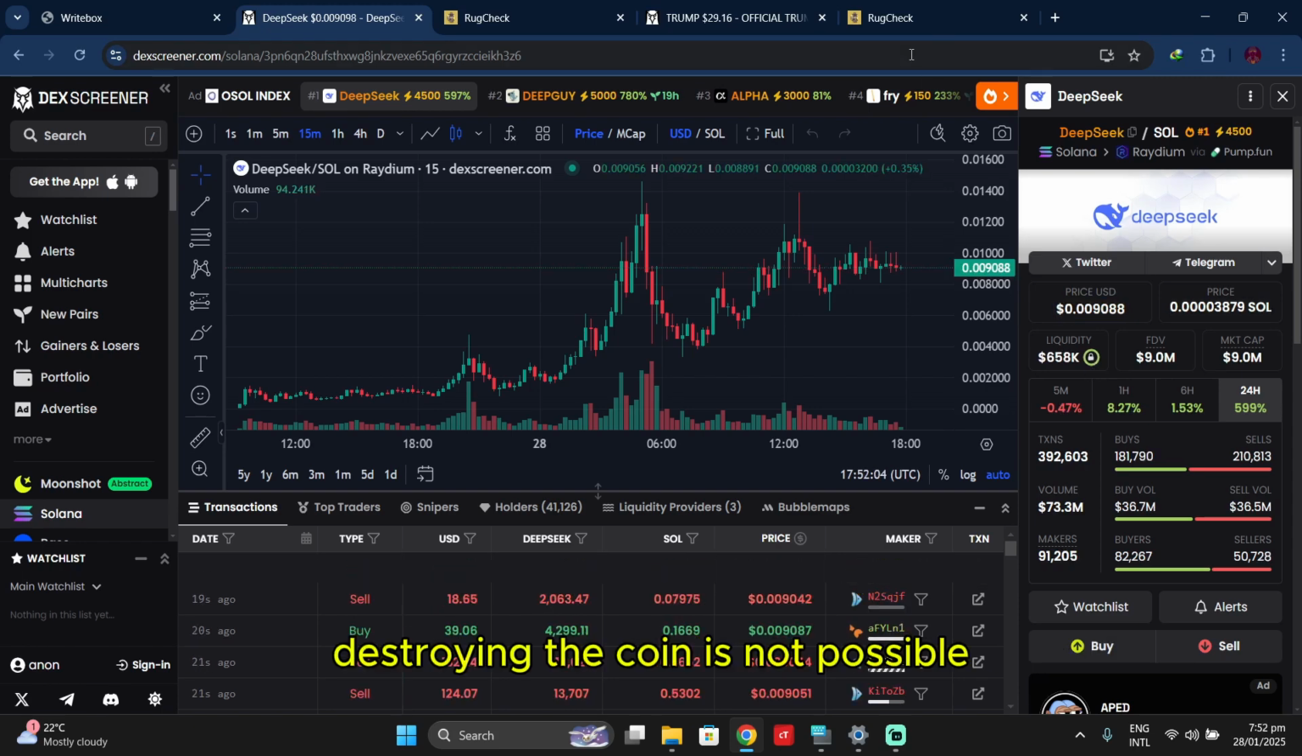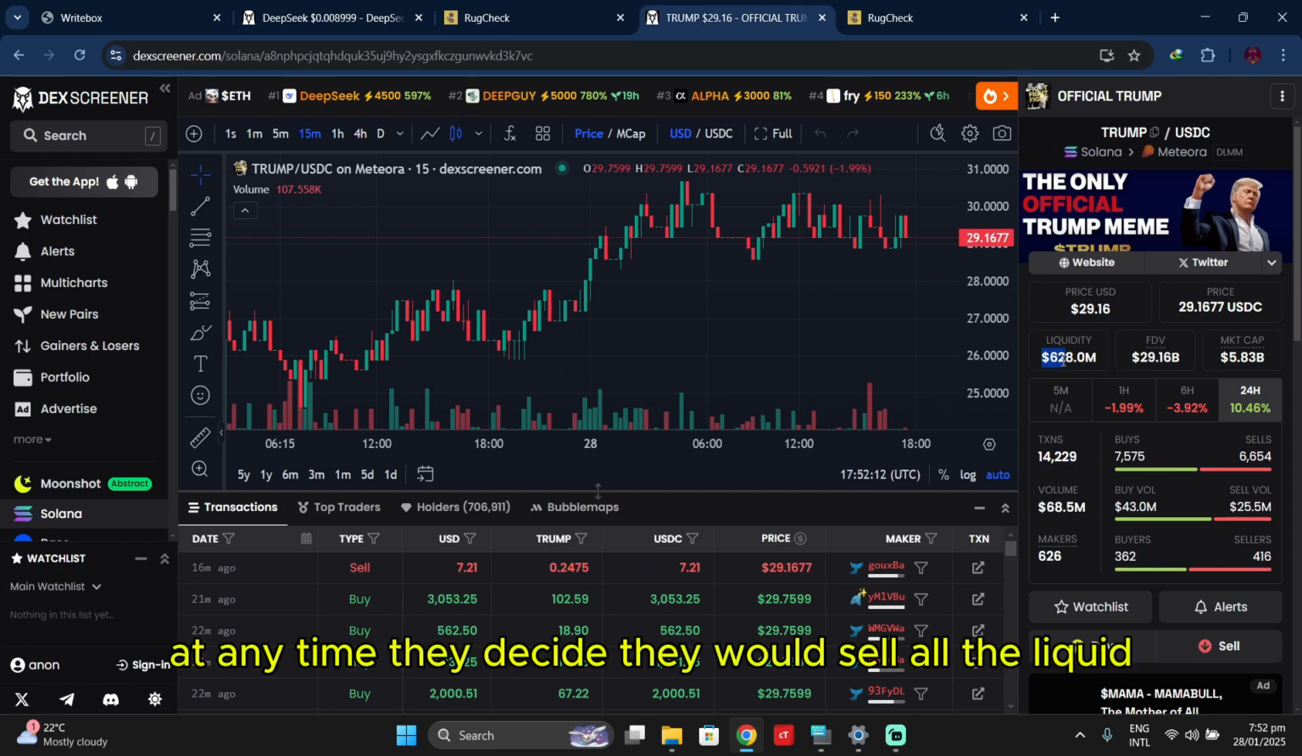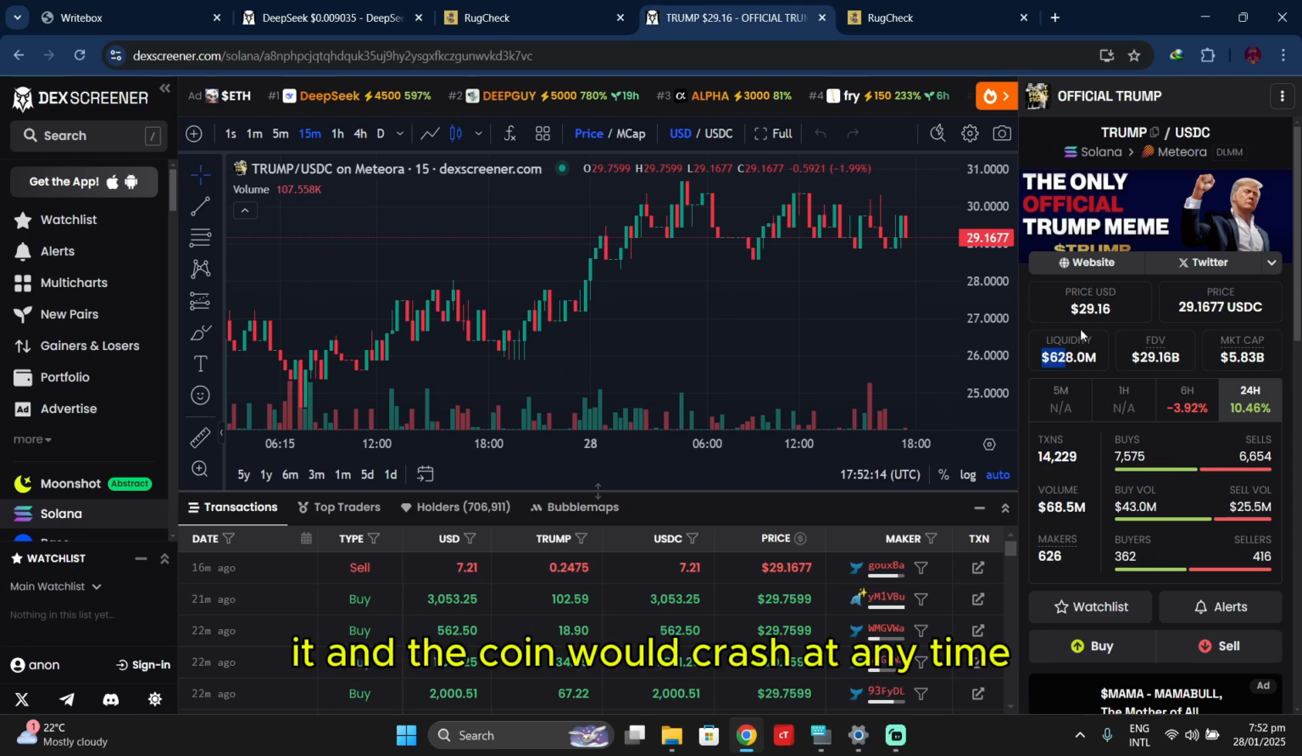It's not possible. But for the official Trump, at any time they decide, they could sell all the liquidity and the coin would crash. So it's very dangerous and very risky, especially if you're going to invest a lot of money, because you should expect that it can simply crash out of nowhere.